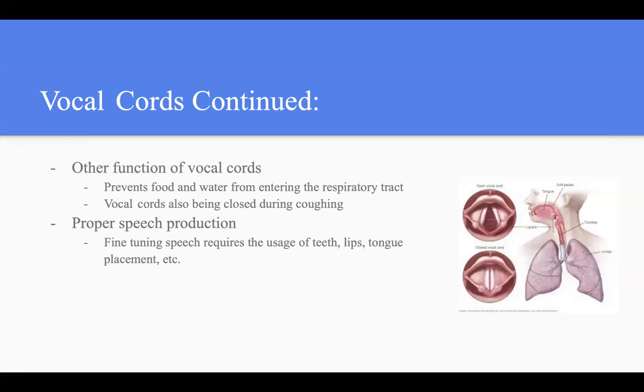Speech production is further made by other structures located in or on the face, such as the mouth, teeth, proper tongue placement, even proper lip shape, and also control and respiratory processes, all aiding in proper speech.